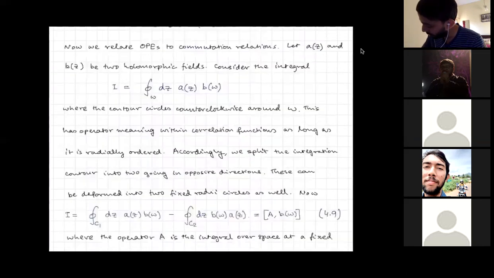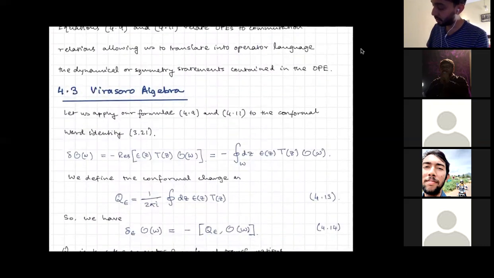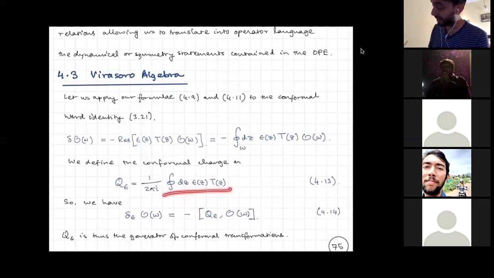As I said out here, if you have some integral like this, you can split it up into C1 and C2, and this essentially becomes the commutator of A with B(ω). Similarly here, we have defined this Q, and if you plug this in and do the trick that we did earlier, the δ of O is minus the bracket of Q_ε with O.